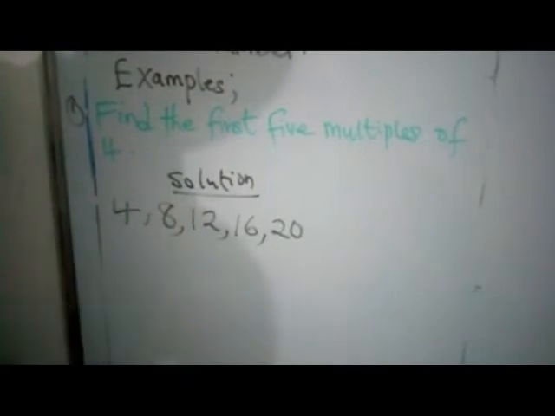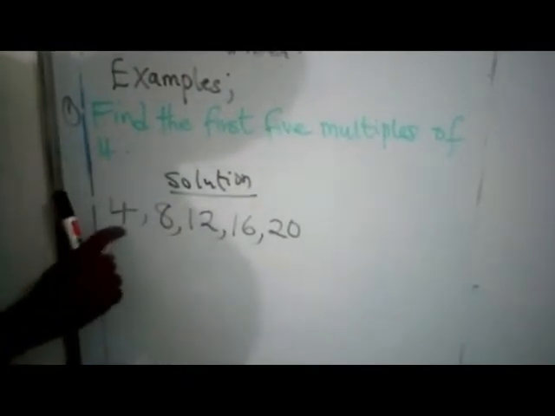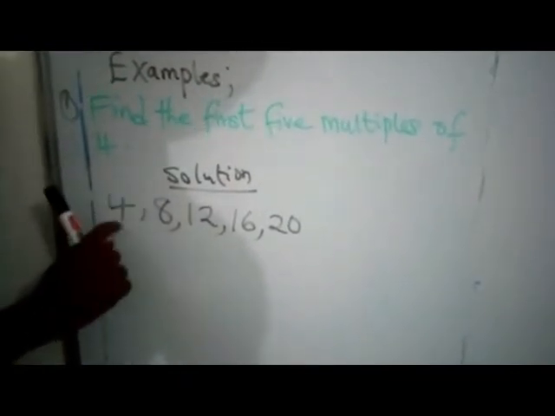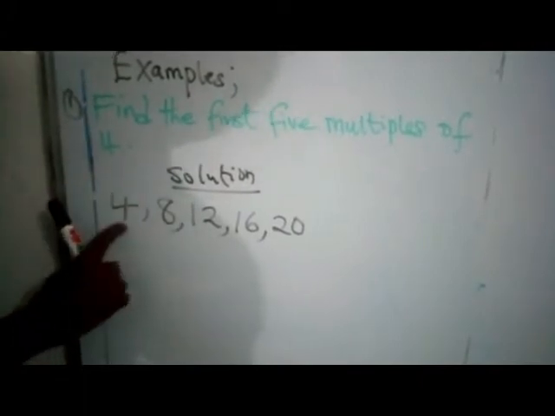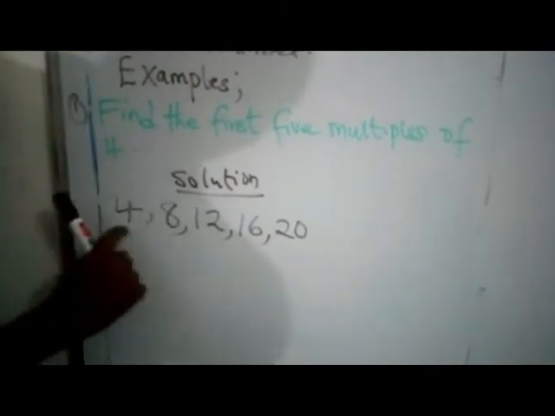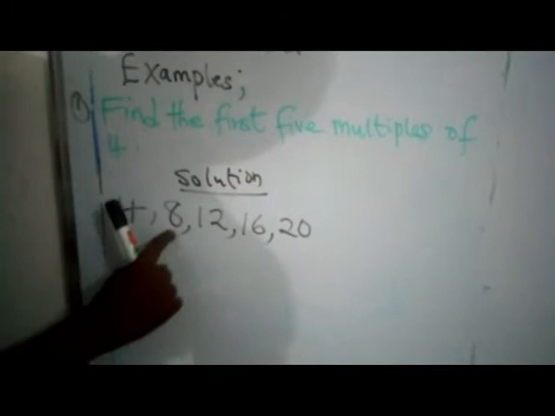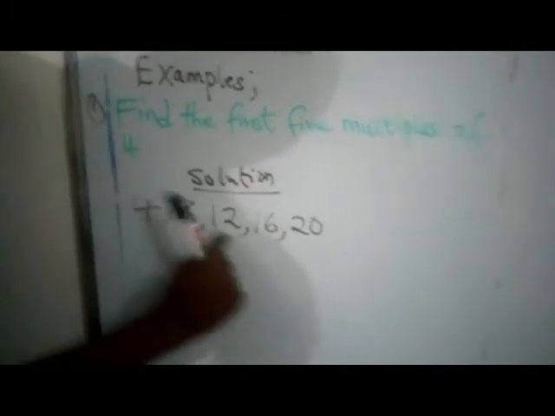How can you achieve that? The first number is what? 4. That will be 4 times 1. That's the first multiple. That's 4. To get the second multiple, that will be 4 times 2. That will give you what? 8. 4 times 3 will give you what?